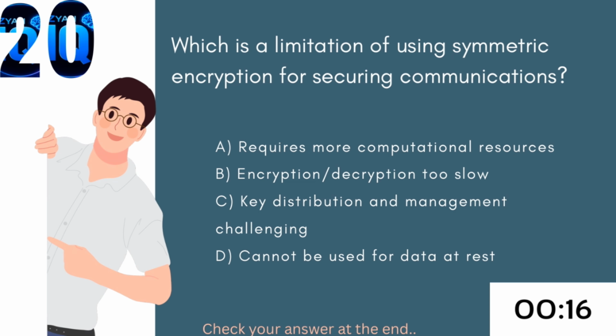This means encrypting and decrypting large amounts of data can be slow and resource-intensive. Second, encryption and decryption processes can be too slow for real-time or high-volume applications, which might not meet the performance needs of certain systems. Third, key distribution and management become quite challenging. Since the same key is used for both encryption and decryption, securely sharing and managing these keys across different parties can be complicated and risky if not handled properly.